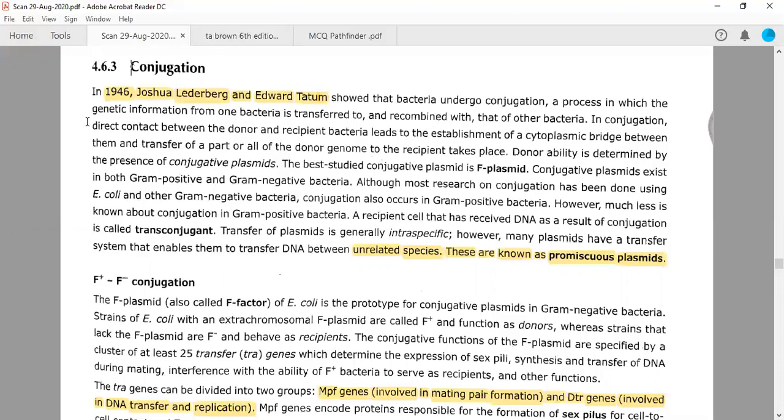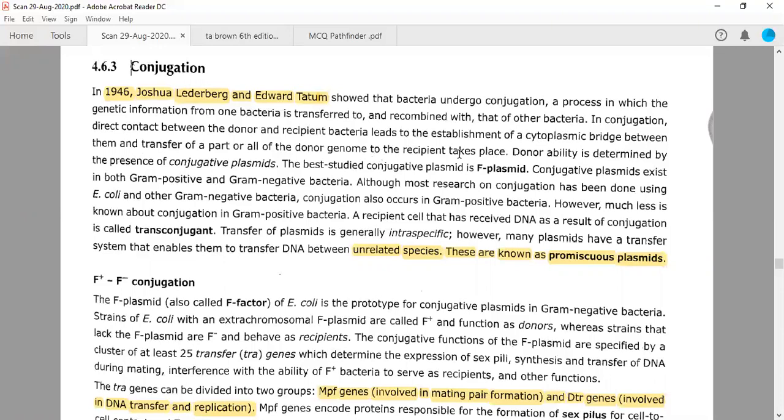In conjugation, direct contact between the donor and recipient bacteria leads to the establishment of a cytoplasmic bridge between them, and this leads to the transfer of part or all of the donor genome to the recipient cell. The complete transfer of the bacterial genome from donor to recipient actually requires 100 minutes. But as I also told in previous classes, bacteria generally do not have a 100-minute time for continuous contact.